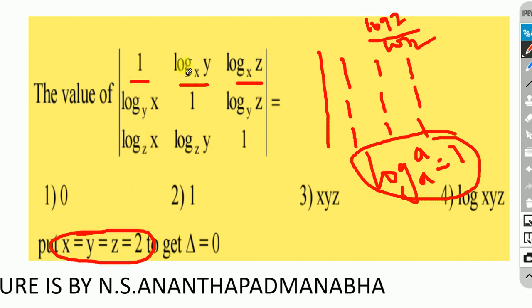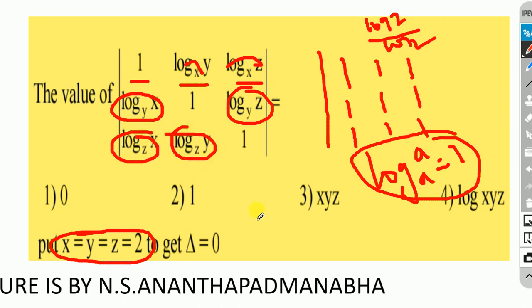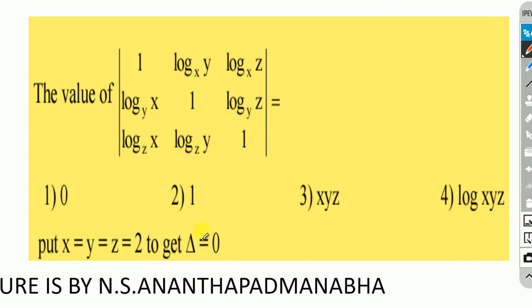Therefore, everywhere it is log 2 to base 2. Here also it is log 2 to base 2, here also it is log 2 to base 2. So all these terms with logarithms become 1. So therefore I have a determinant of 1 1 1, 1 1 1, 1 1 1 here, which will be obviously 0, because when two rows or columns of a determinant are identical, the value of the determinant is 0. So option 1 is the correct answer for this question.